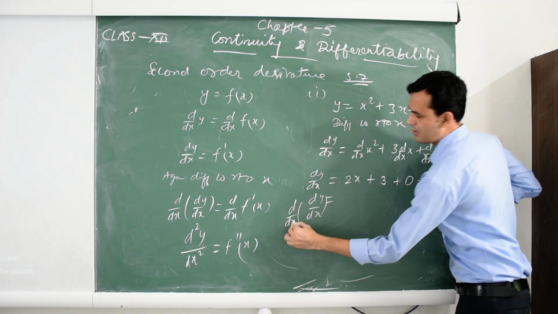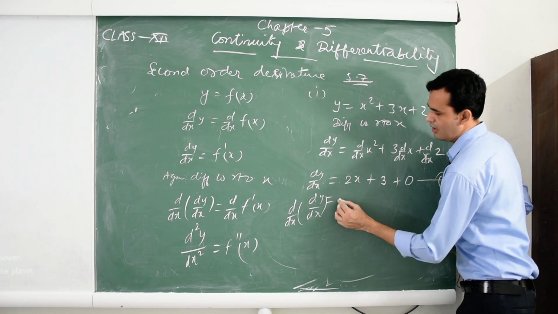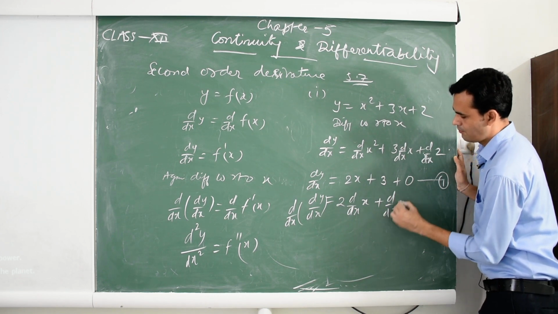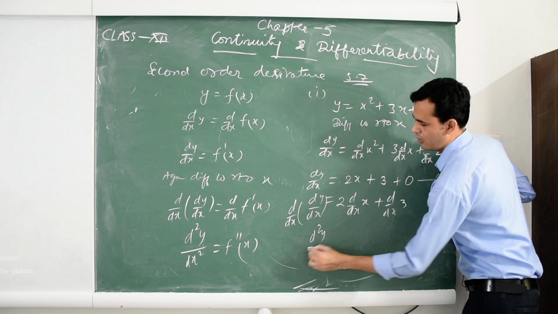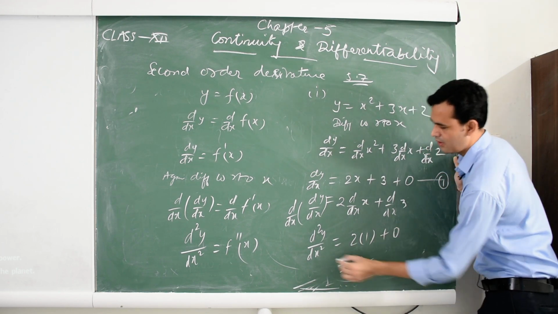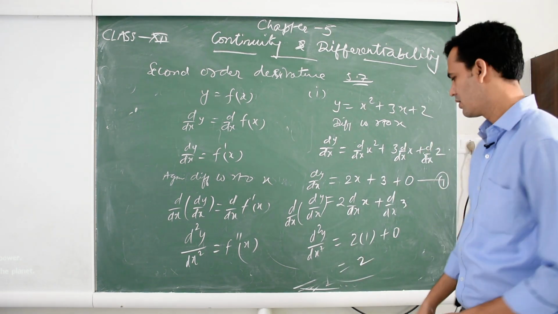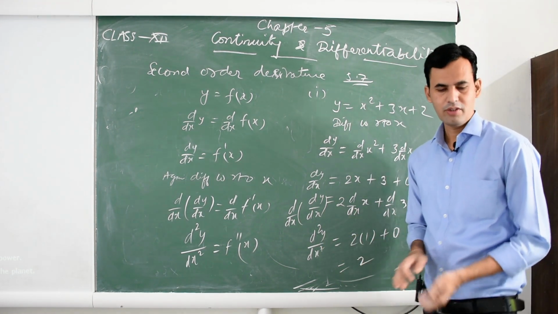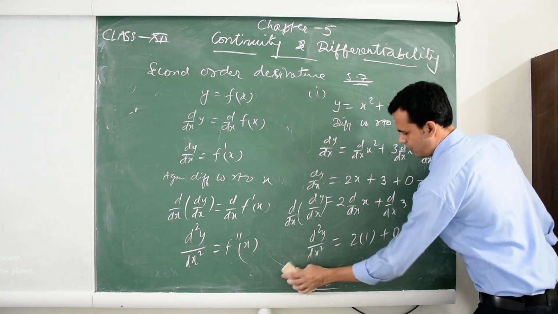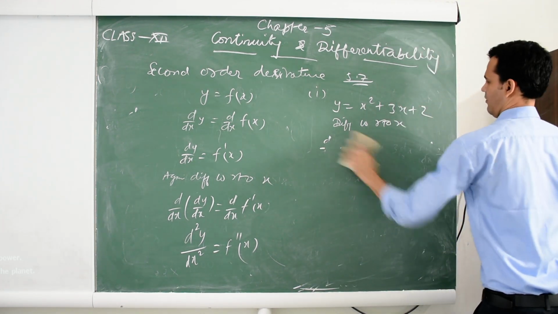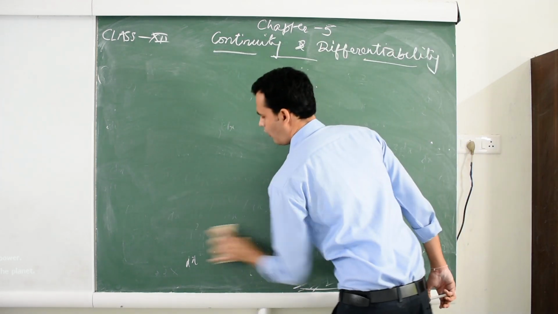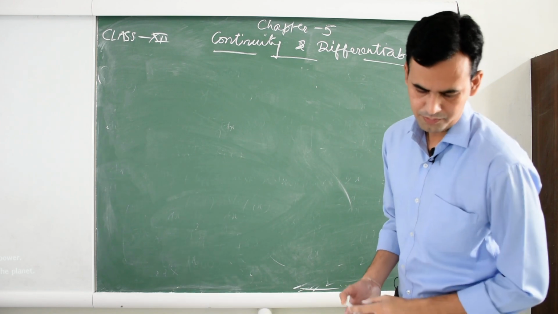Again if we differentiate, then we get d by dx of dy by dx. Here 2 d by dx of x plus d by dx of 3. So d2y by dx square equals 2 into 1 plus 0. So the answer is 2, the second order derivative of this question. Now the next question, question number 5 of exercise 5.7.